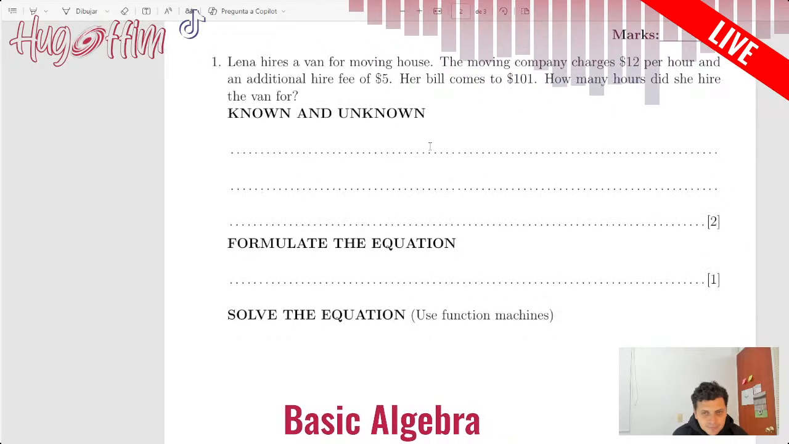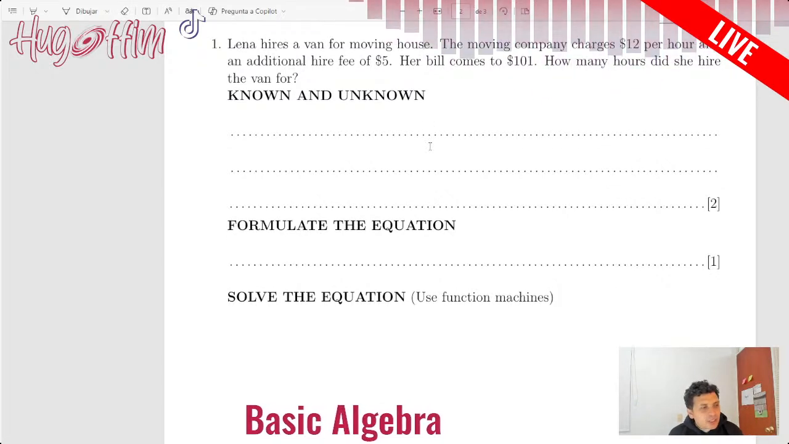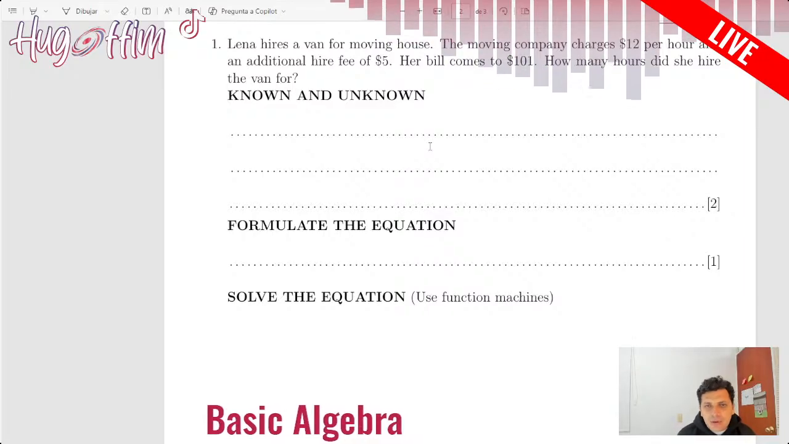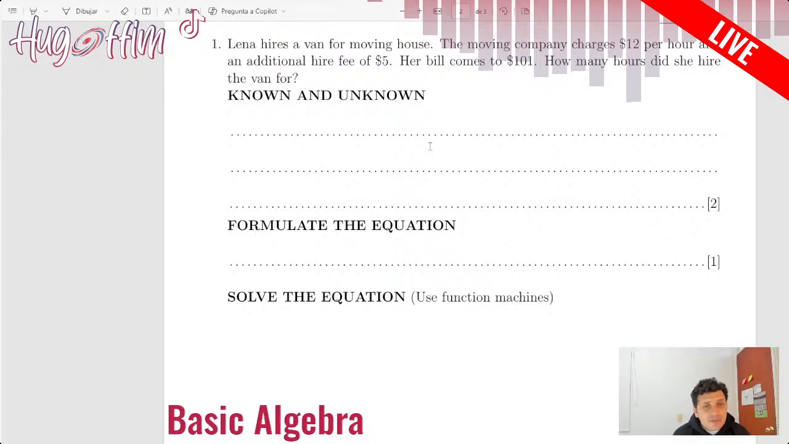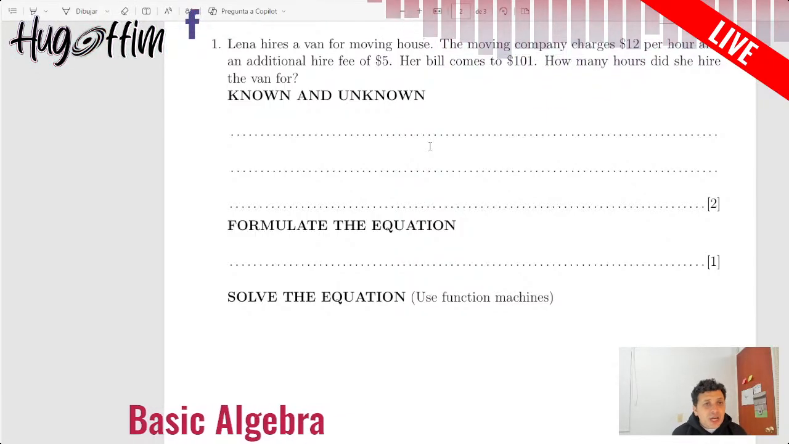Okay, now you can see the whole question. It says that Lena hires a van for moving house. The moving company charges $12 per hour and an additional hire fee of $5. Her bill comes to 101. How many hours did she hire the van for?